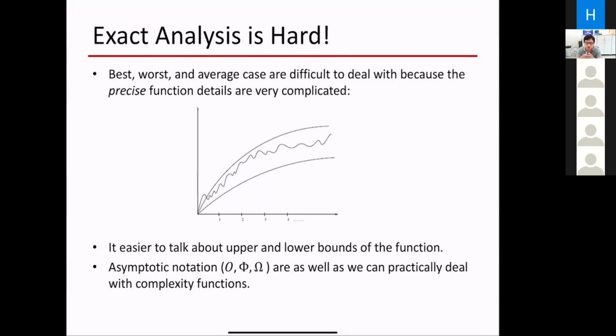It is easier to talk about the upper and lower bound of the function, meaning it won't take longer than this, and it will take at least this amount of time. So the asymptotic notations are called big O, big omega, and theta. We're going to focus more on big O. Why? Because we are more interested in the worst case. I want to know the guarantee, as well as what we can practically deal with in the complexity functions.